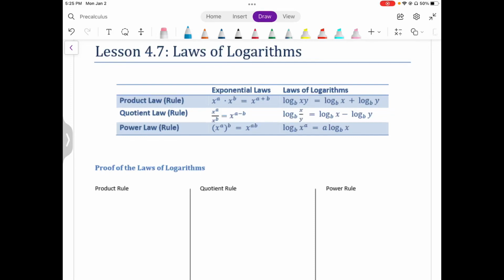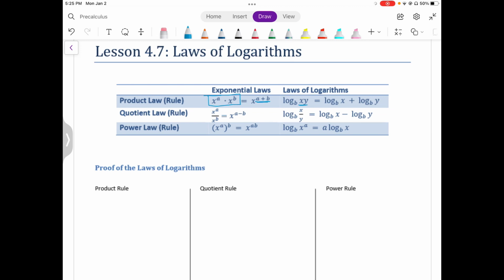Lesson 4.7 teaches us about the laws of logarithms. There's a table right here comparing our exponential laws, which we've learned in the past, to our laws of logarithms. I'm going to try to point out some things here. Remember, for the product rule, x to the a times x to the b, we add the exponents. So when we multiply exponential expressions, we add the exponents.